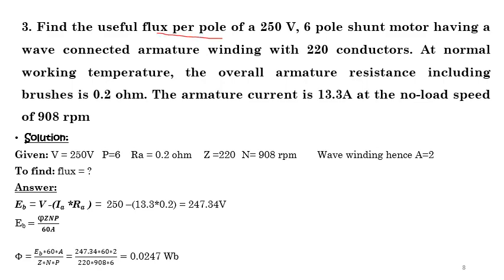That is question 5. So V is equal to 250 volt, 6 pole, that means P equal to 6. Shunt motor having wave connected armature. Wave connected means A is equal to 2, with 220 conductors, that is Z equal to 220. At normal working temperature, overall armature resistance including brushes is 0.2 ohm, so Ra is equal to 0.2 ohm. Armature current Ia is equal to 13.3 amps. And the speed is 908 rpm.